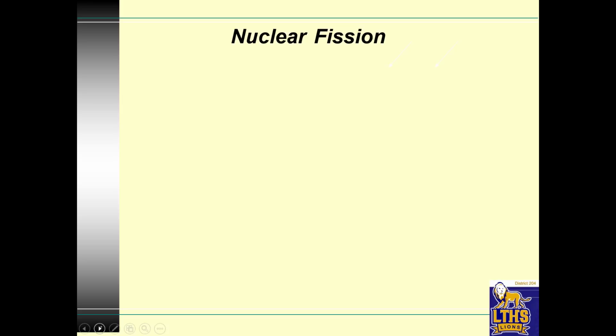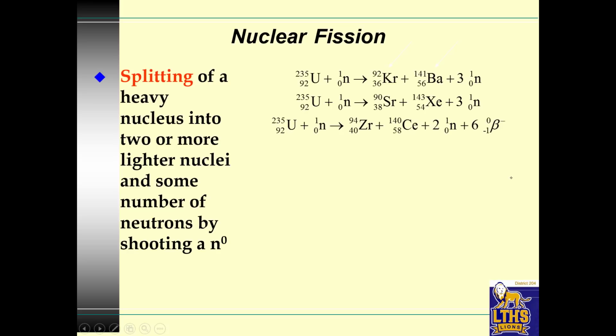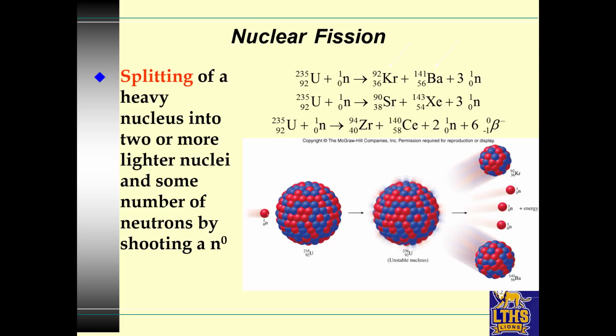All right, nuclear fission. Splitting of a heavy nucleus into two or more lighter nuclei and some number of neutrons by shooting a neutron. So what happens is you take a neutron, you shoot it at this big thing, and it's unstable, and boom, you get a big one, boom, you get a big one, and then you have a certain number of neutrons. Actually, not a certain number, an uncertain number. So in this case, for example, it's 3, it's 2. But notice you have a big one, neutron, bang, big one, neutron, bang, big one, neutron, bang.